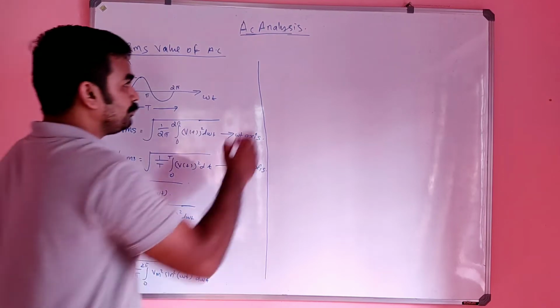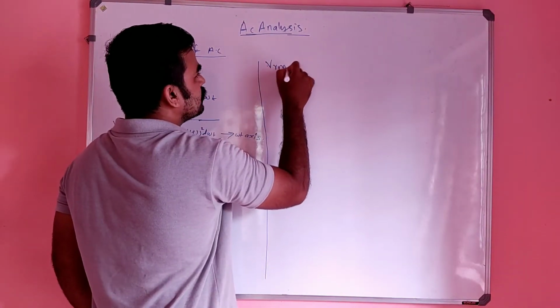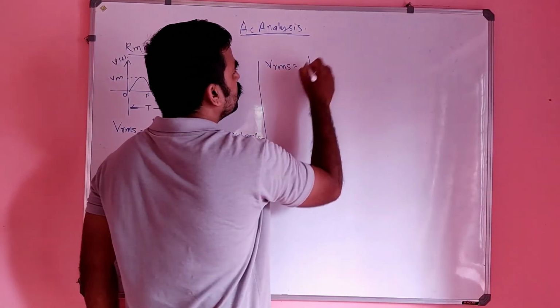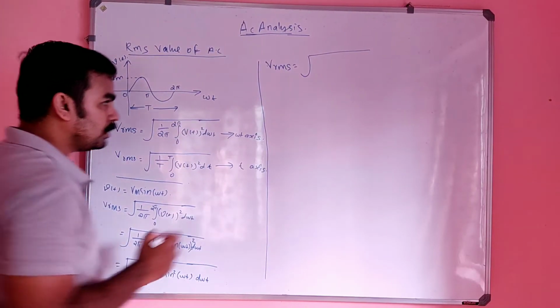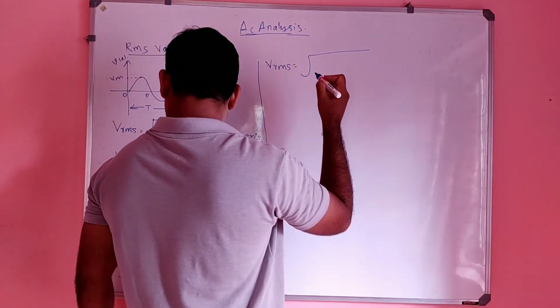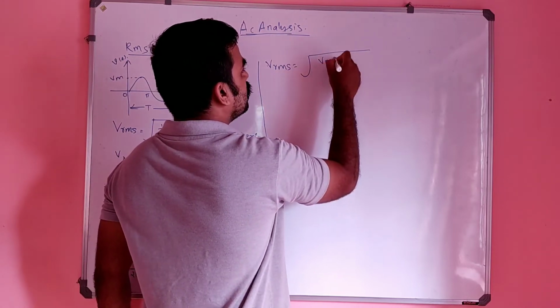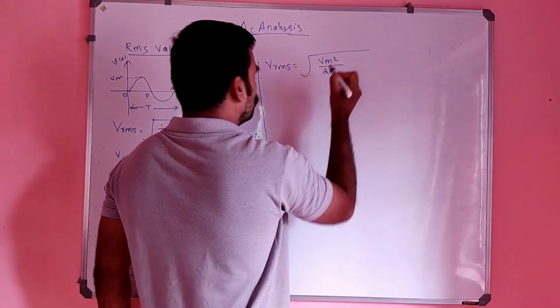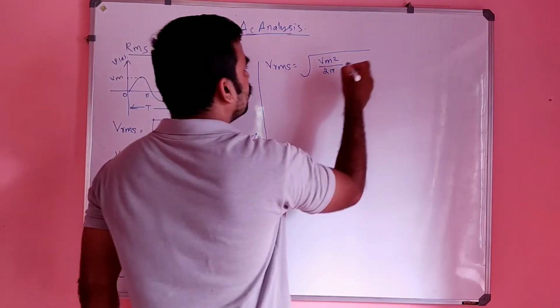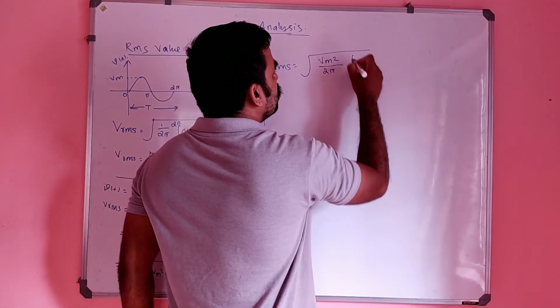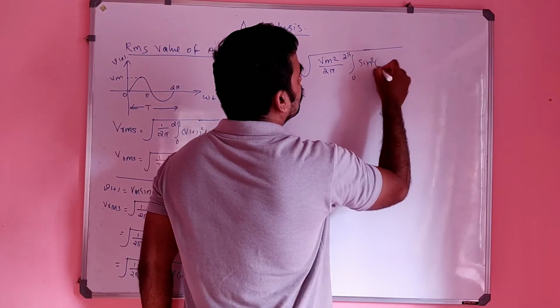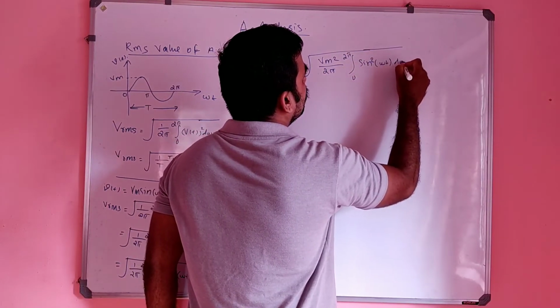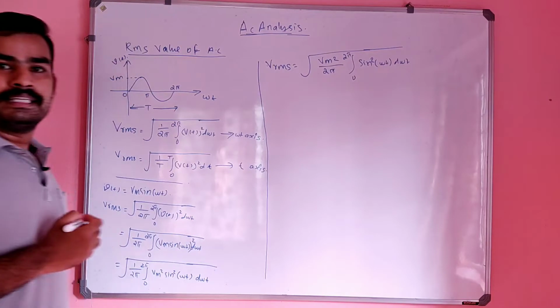That means you can write like this, Vrms equal to, here Vm square is constant now, so you can take it outside from the integration, that is Vm square divided by 2 pi, Vm square divided by 2 pi integral 0 to 2 pi sin square omega t d omega t, right? Is it correct?